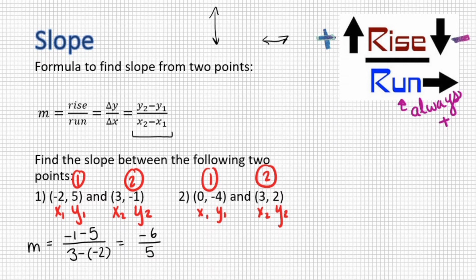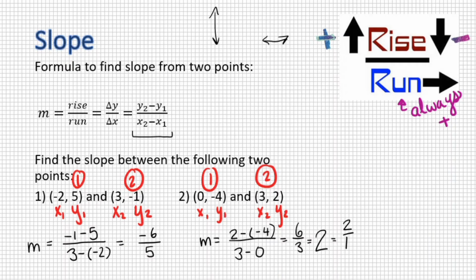Likewise, for number 2, and we'll talk about that graphically in a sec, y2 is 2, y1 is negative 4, minus 4. Careful. x2 is 3, x1 is 0. You are going to have 6 over 3, which equals 2. Or if you want to keep it with a rise over a run, you can write it as 2 over 1.